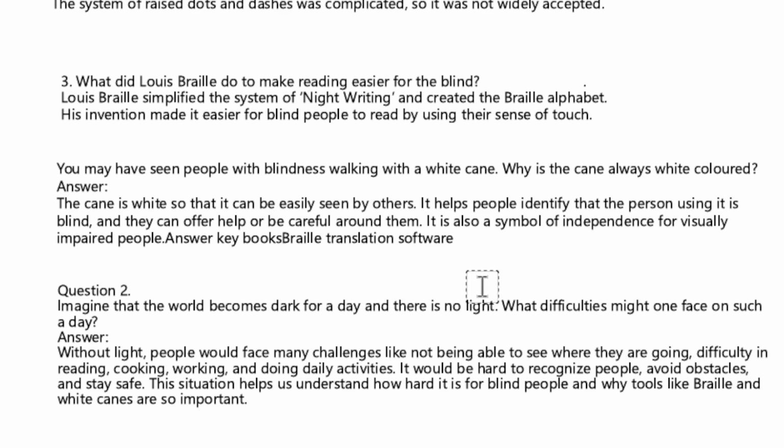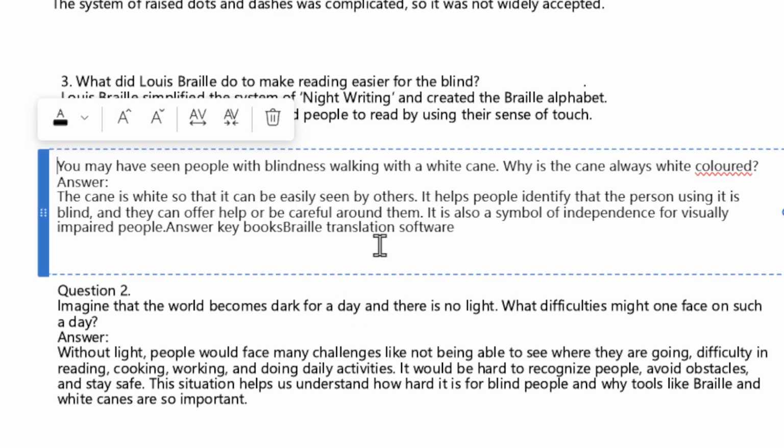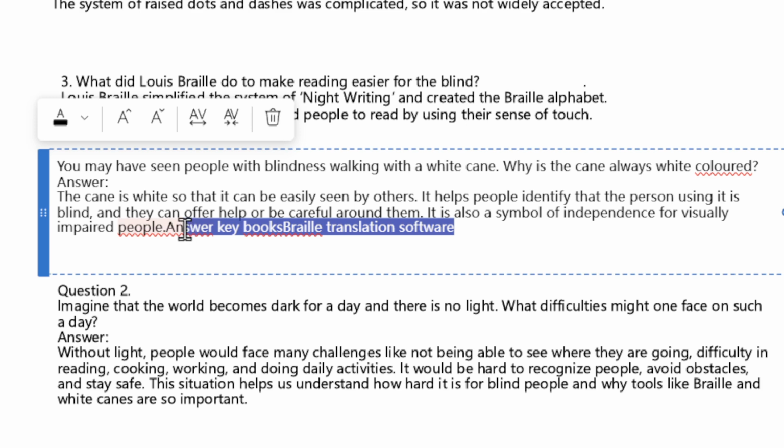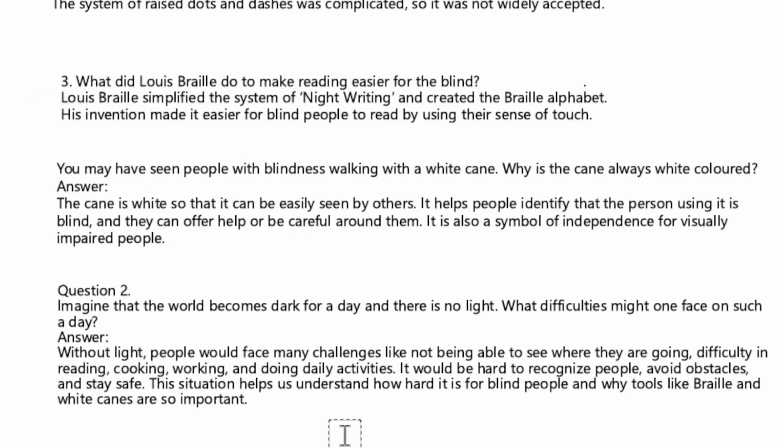Okay, so this one is very, very important. Whenever we see people having disabilities to see, we always need to allow space for them to walk. Okay.